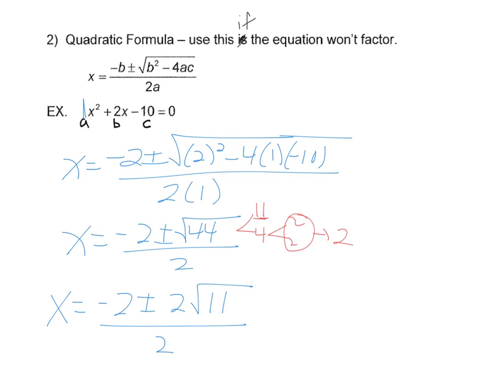And then you look at the 3 outside numbers and see if all 3 of them divide by something so you can reduce. It has to be all 3 or you can't reduce it, and never the inside number. So everything divides by 2, and we end up with negative 1 plus or minus, and then we don't have to write the 1, square root of 11 all over 1, which again we don't have to write.